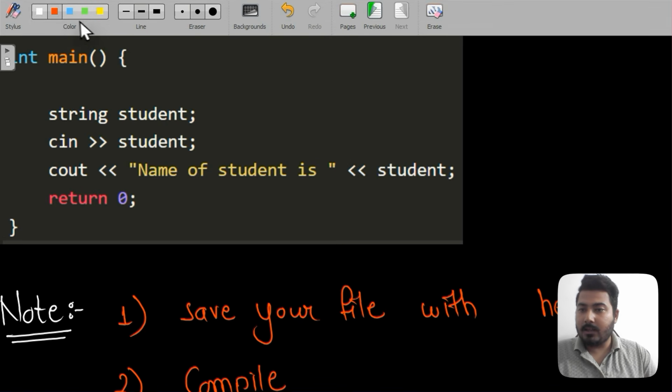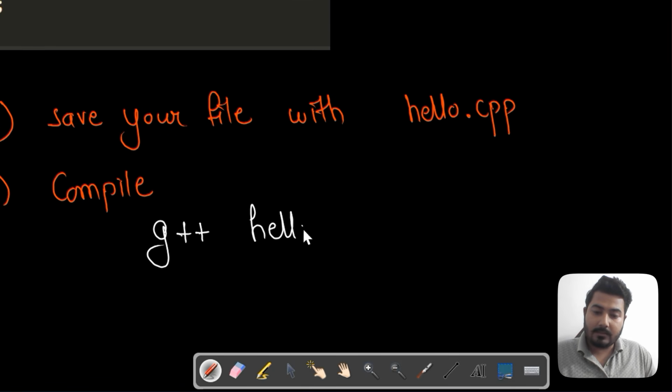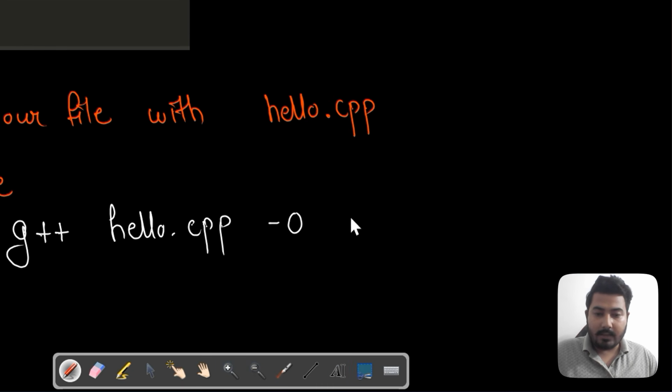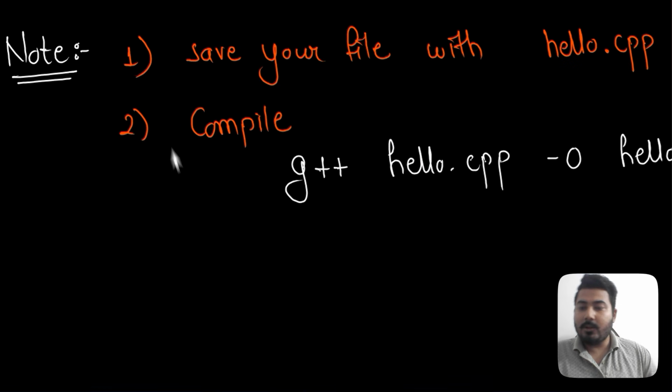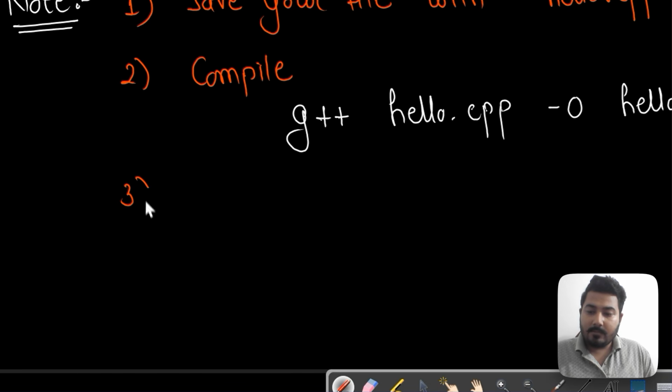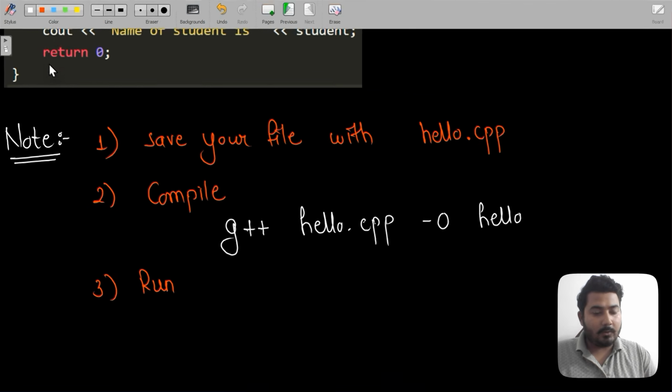How do you compile a C++ file? You do it by running this command: g++ and then the name of the file with some space, hello.cpp space minus small o, and then the name of the file again without the extension, like this. Using this command, you will be able to compile a file, and then at the end you have to run the file. Two steps are always there. One is compiling, the other one is running.